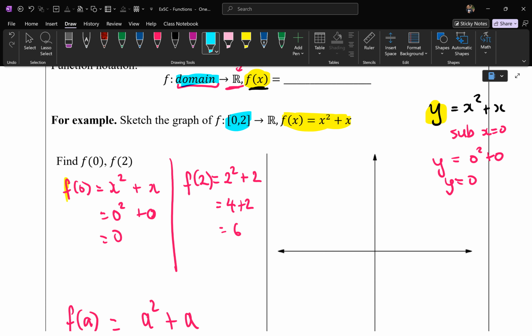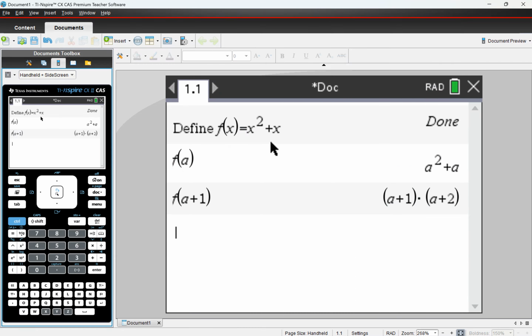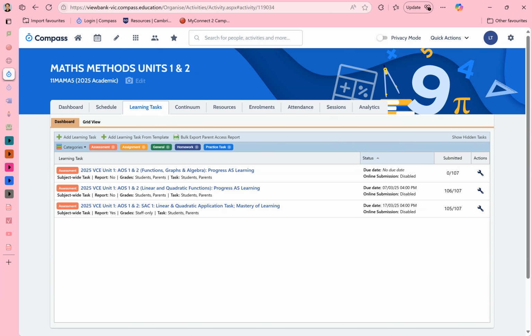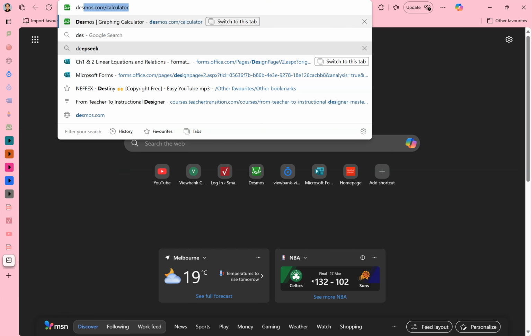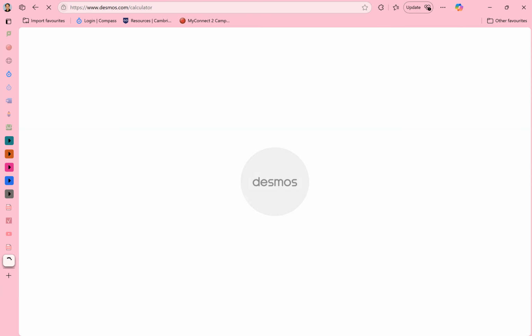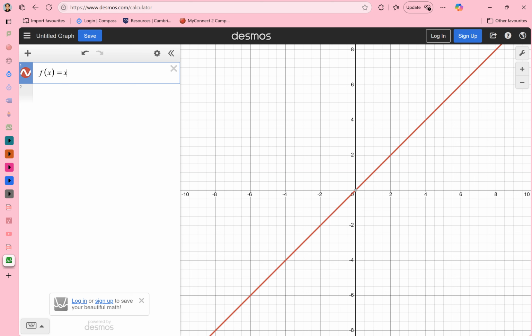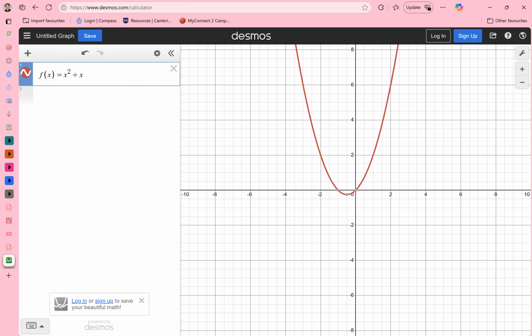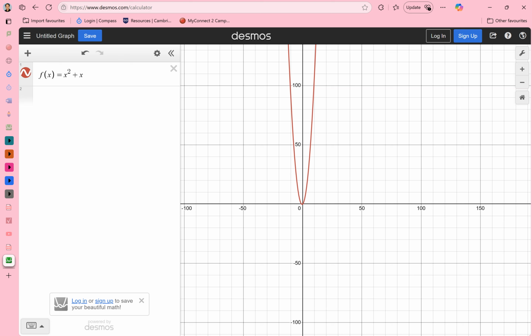You see, I'll show you on Desmos. If you were to sketch this graph, this is what it looks like. Desmos. Here we go, let's type it. F of x equals x squared plus x. That's a quadratic. We knew that. But can you see how it goes on infinitely? I can zoom out. All the x values can be taken.